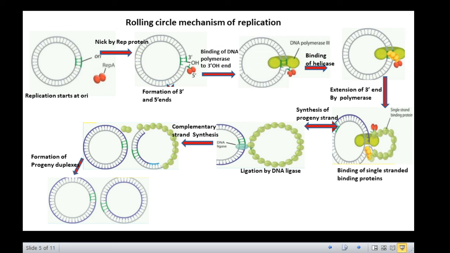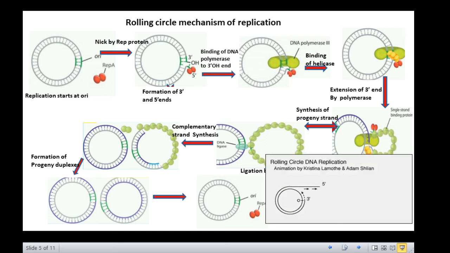Meanwhile, after the completion of replication of one unit length, the rep attacks the origin again and nicks it to repeat the entire cycle, which continues to give progeny DNA molecules. Let us now have a look at an animation of the rolling circle model.